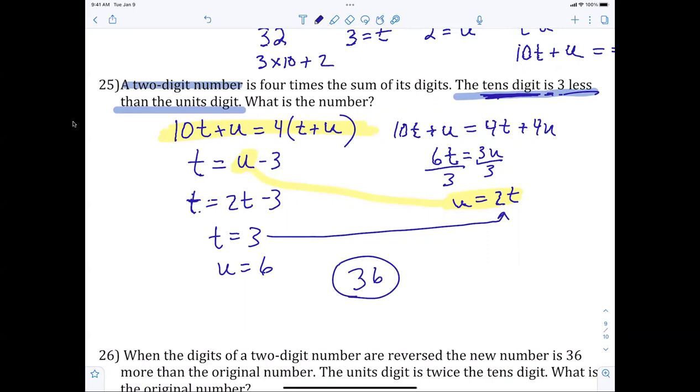All the work is there. Did you get t was 3 and u was 6? t stands for the tens digit. The tens digit is 3. The units digit is 6. Therefore, the number we're referring to is 36.